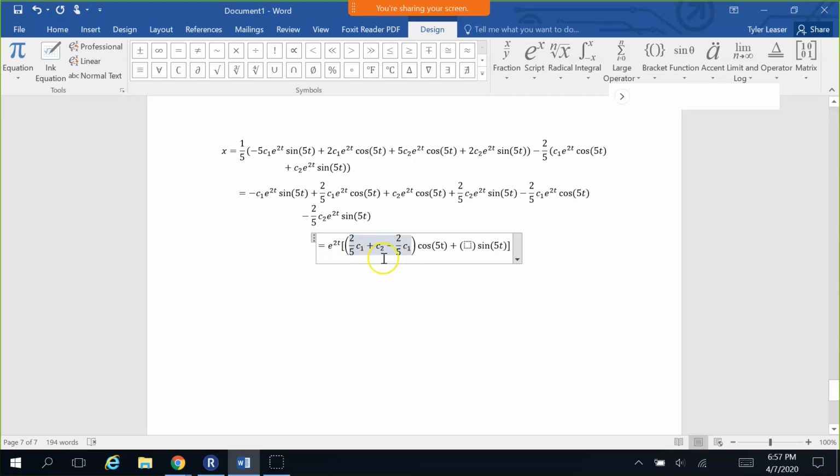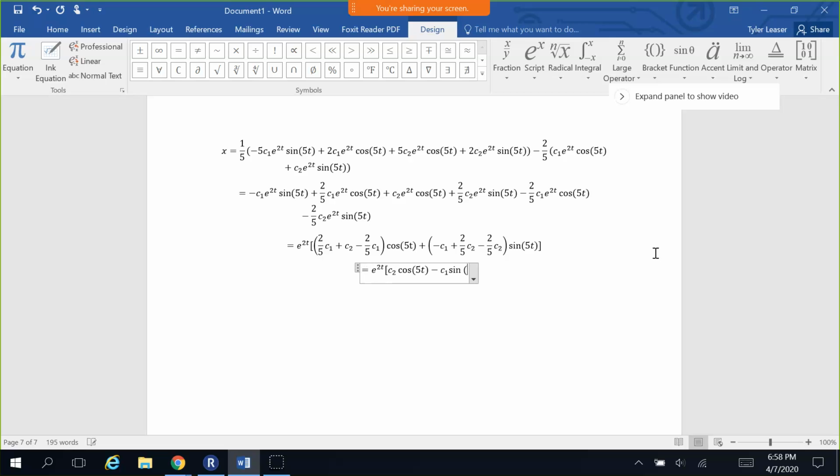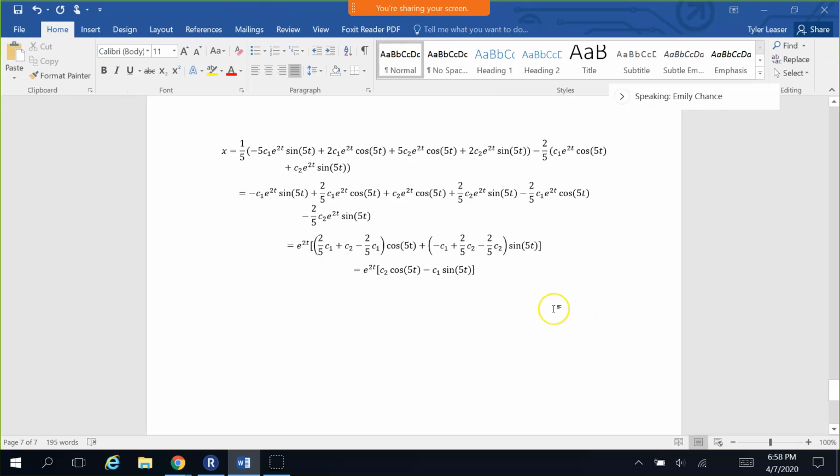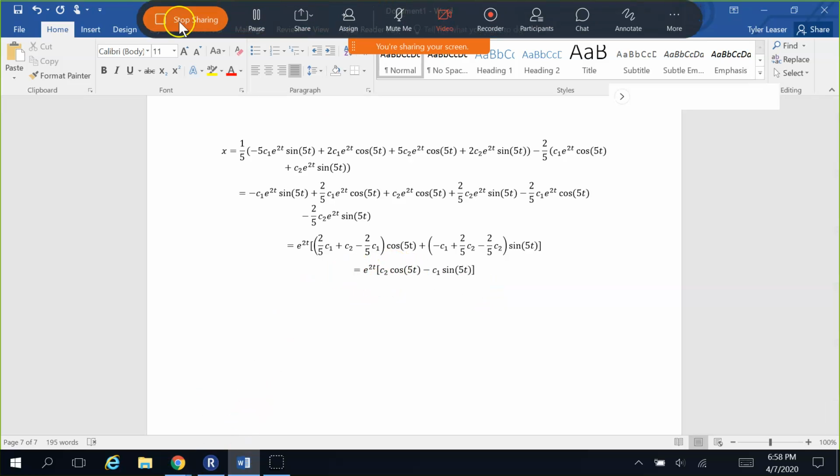So do you see that? I have a 2/5 C1 and a negative 2/5 C1, so they're going to disappear. For the sines, I have a negative C1 for the first term, I have a plus 2/5 C2, and then a negative 2/5 C2. So those are going to disappear as well. So it looks like I'm just going to have e to the 2t, C2 cosine 5t plus, nope, minus C1 sine 5t. And that should be it. There's nothing else we can do here, so let's plug that in and see if it works.